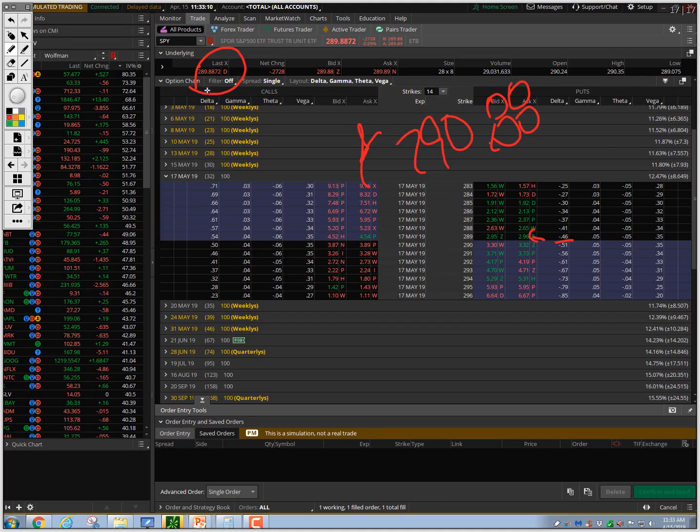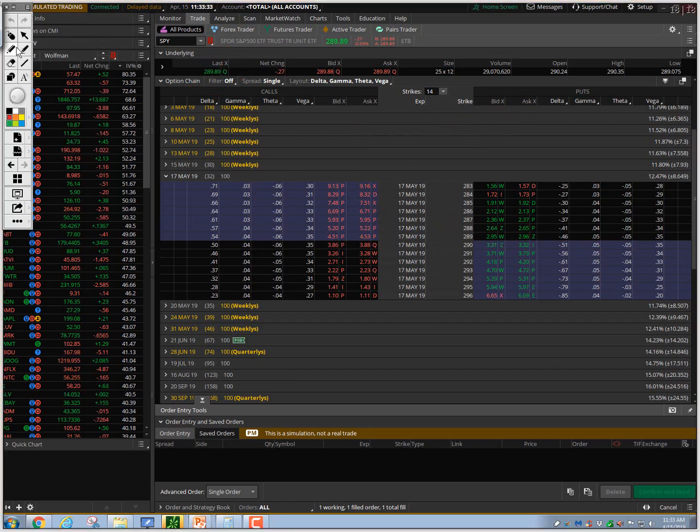And vice versa, if we went from 289 to 288, it goes now to 288.89. So we've gone down by $1. Then a negative, we've gone down by $1, a negative plus a negative on the gamma is a positive. So if we went down by $1, then our premiums would increase. If we go up by $1, then our premiums decrease.